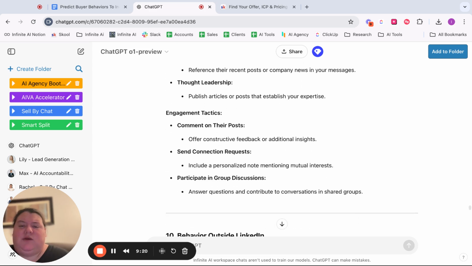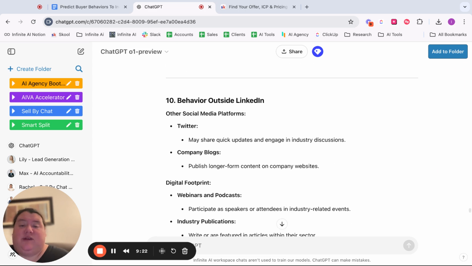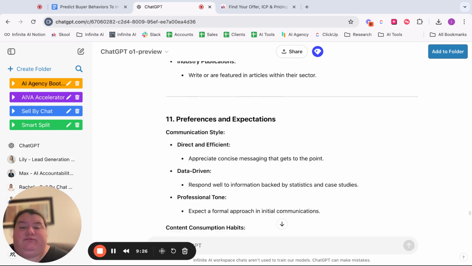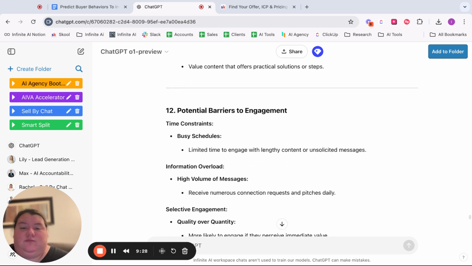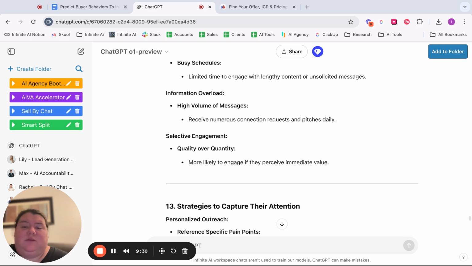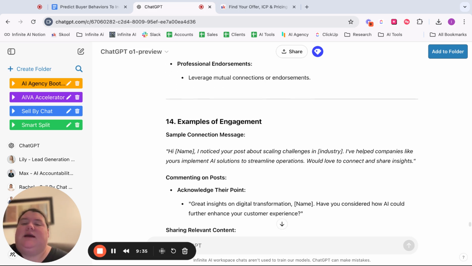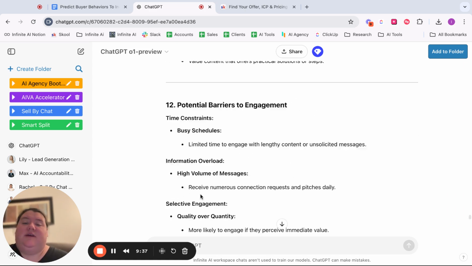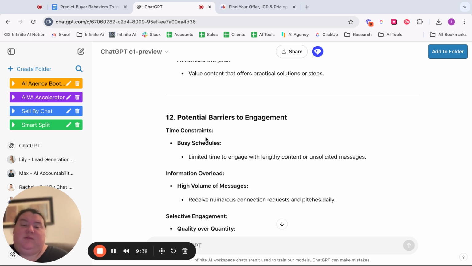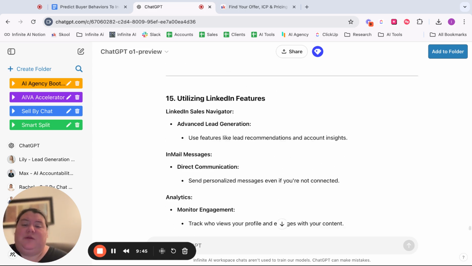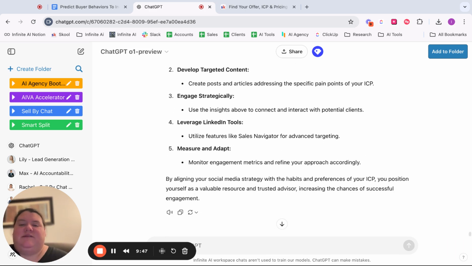How to engage with them, how to identify them, behaviors outside of LinkedIn. That's cool. Potential barriers to engagement. Okay, those are good too. Anything that you have questions about, you can literally ask, right? If you don't understand how to reach out to them because of their limited schedule, then you can ask, how do I overcome that? And it's going to tell you. So any questions that arise as you're going through this, just prompt it again. It's not going to break.